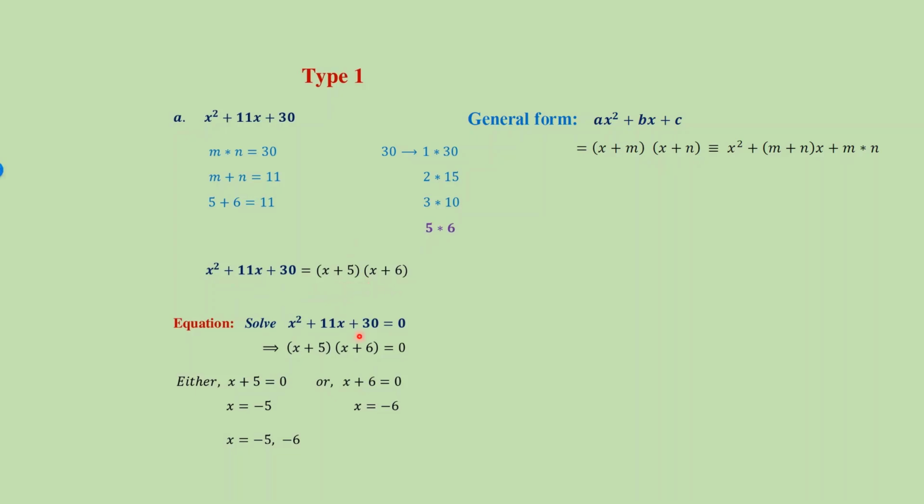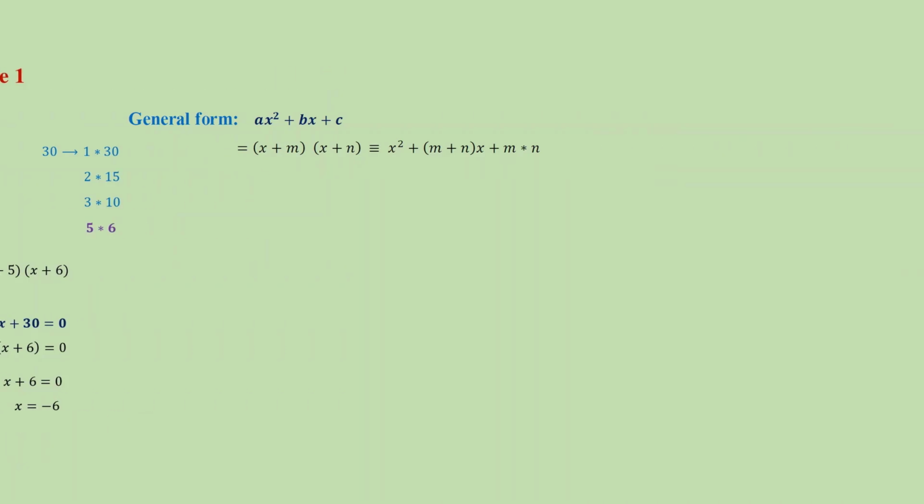If the question asks to solve this equation, then we can write this equation as x plus 5 times x plus 6 equals 0. Now, by zero factor property, we can write either x plus 5 equals 0 or x plus 6 equals 0. After solving, we will get x equals negative 5 or negative 6.